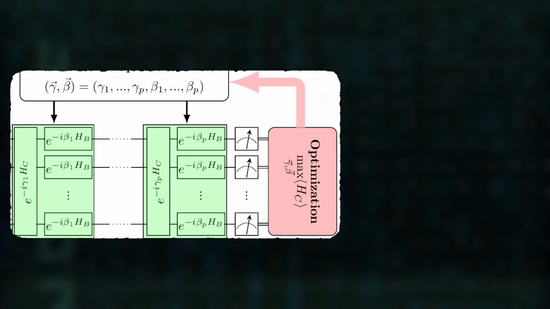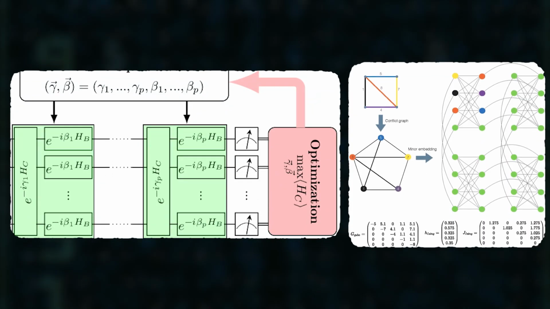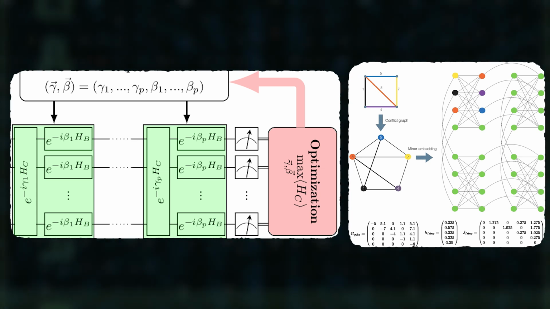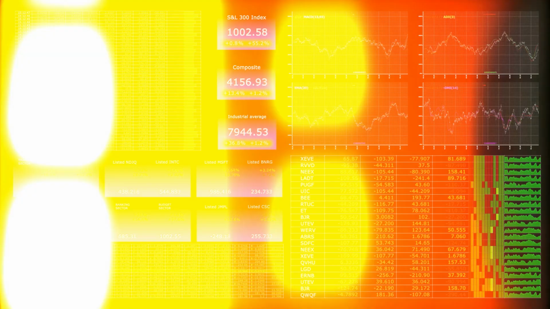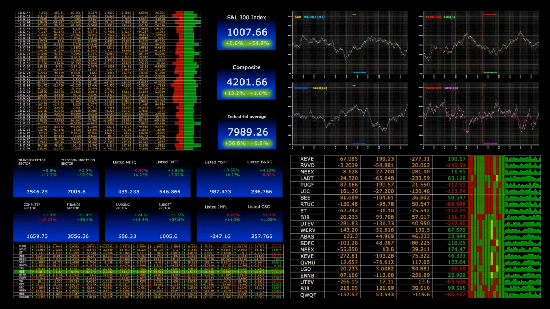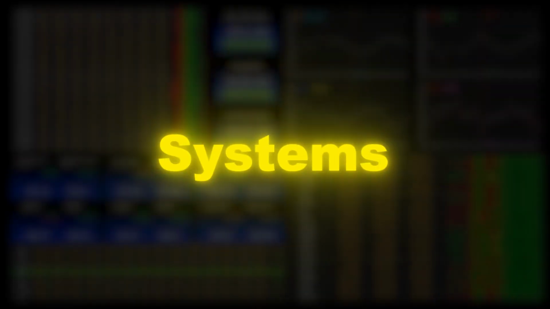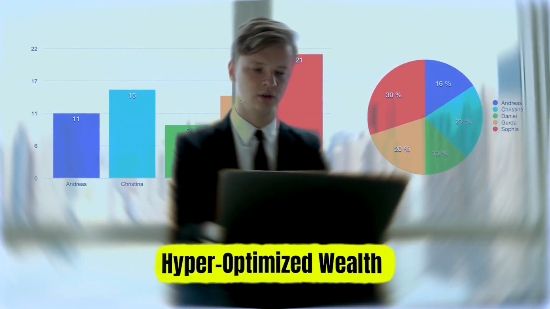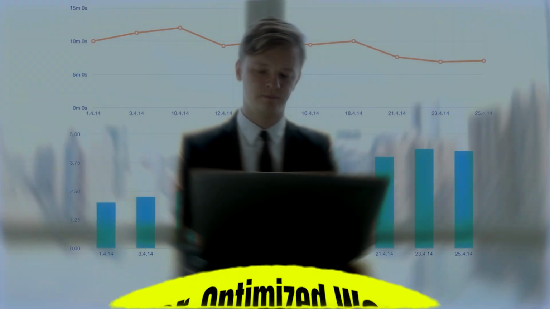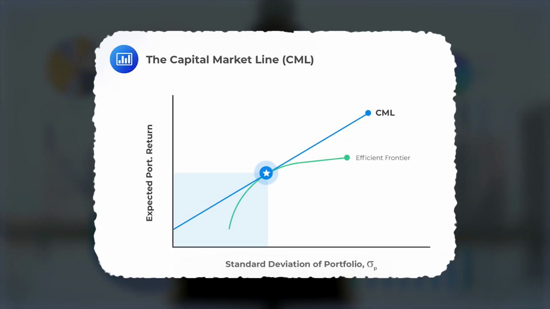Quantum computers, using algorithms like the Quantum Approximate Optimization algorithm or quantum annealing, can explore the entire solution space of a portfolio simultaneously. They can identify hidden correlations and optimal weightings that are invisible to classical systems. We are moving toward a world of hyper-optimized wealth management, where capital is allocated with subatomic efficiency.